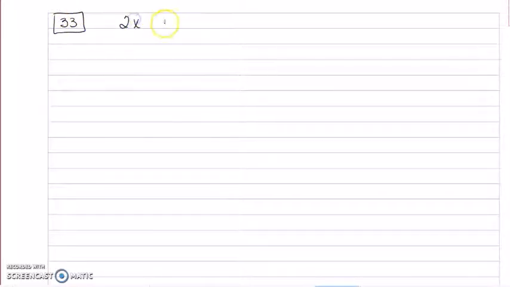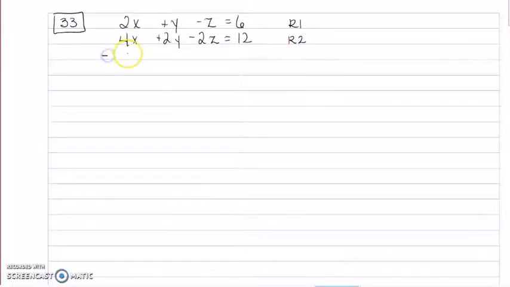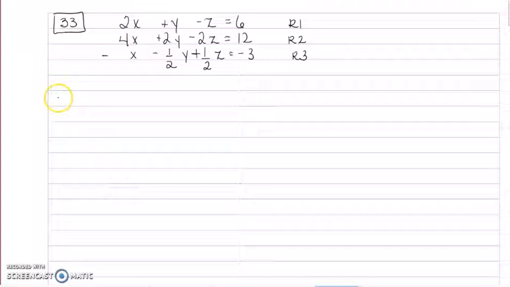So we have 2x plus y minus z equals 6. That's my row 1. 4x plus 2y minus 2z equals 12 is row 2. And then row 3 is negative x minus 1/2 y plus 1/2 z equals negative 3. So looking at this, I want to eliminate x. I'm going to combine rows 1 and 3. In fact, I'm going to take 2 times row 3 and then add it to row 1.